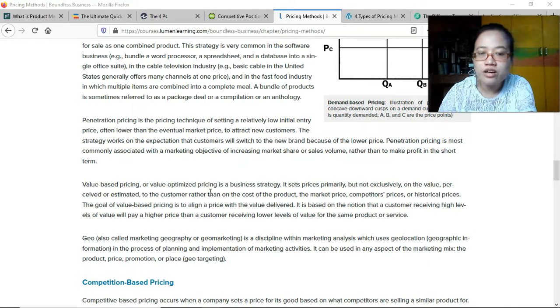Value-based pricing or value-optimized pricing is a business strategy. It sets prices primarily, but not exclusively, on the value perceived or estimated by the customer rather than on the cost of the product. Okay? It's about the perceived value. How important is it for the customer? Okay, how much would it help them? Okay, the more valuable it is, of course, the higher price you can charge for it. But again, the issue here is getting this to the right customers.